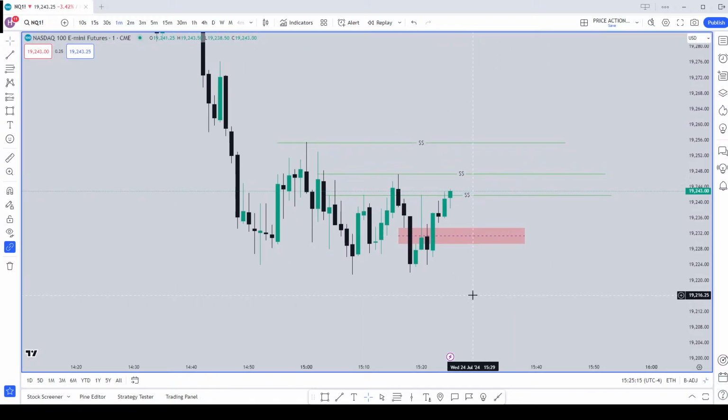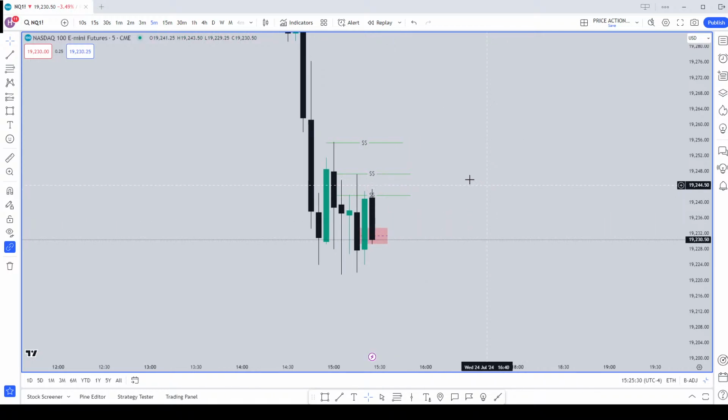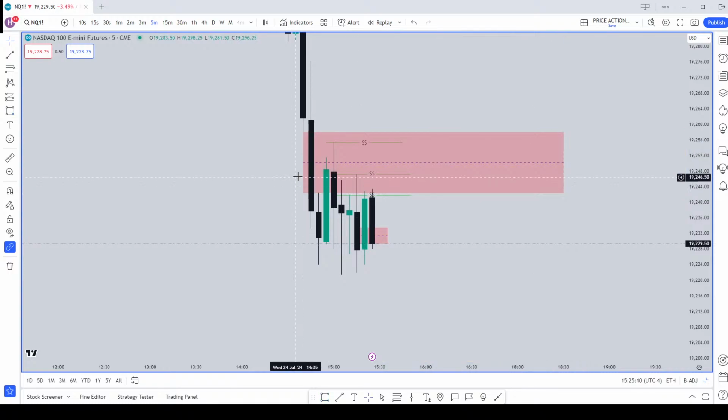All right. Okay. Market is dumping. Let's see if we are on a higher. So this was a 5-minute fair value gap that we are tapping into. As you can see here, these wicks.